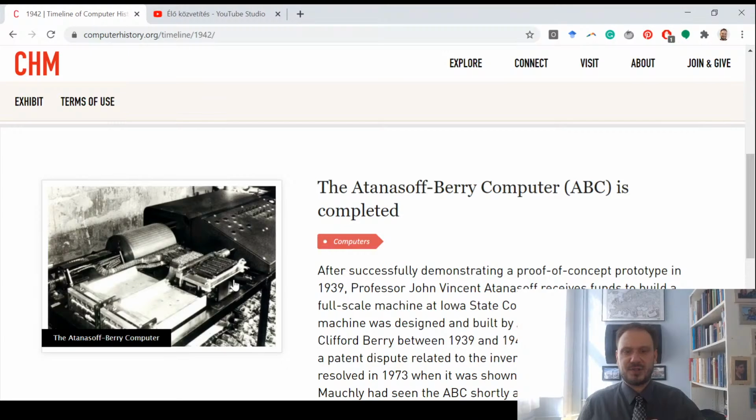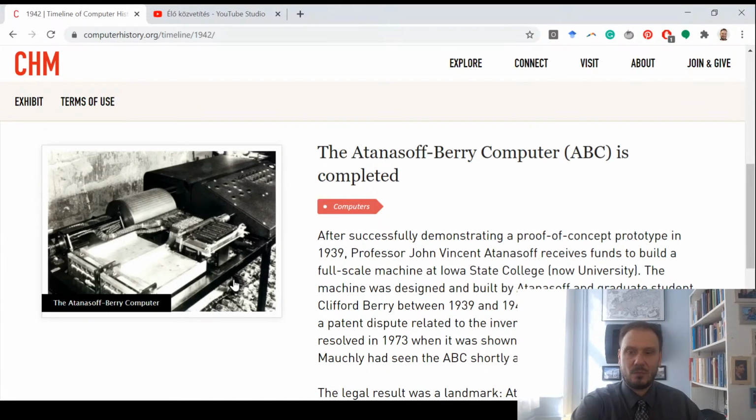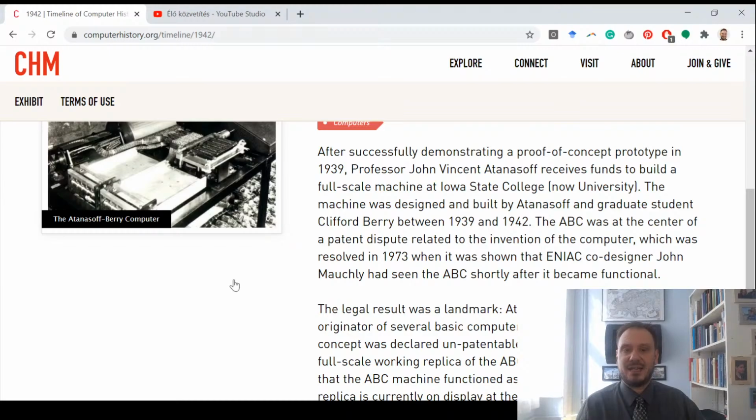The Atanasoff-Berry computer. John Vincent Atanasoff was a professor at Iowa State College, and his graduate student Clifford Berry helped him build a machine. They worked some 3 years, and they had a patent dispute related to the invention of the computer, which was resolved in 1973, so it took almost 30 years, when it was shown that the ENIAC co-designer John Mauchly had seen the ABC shortly after it became functional.